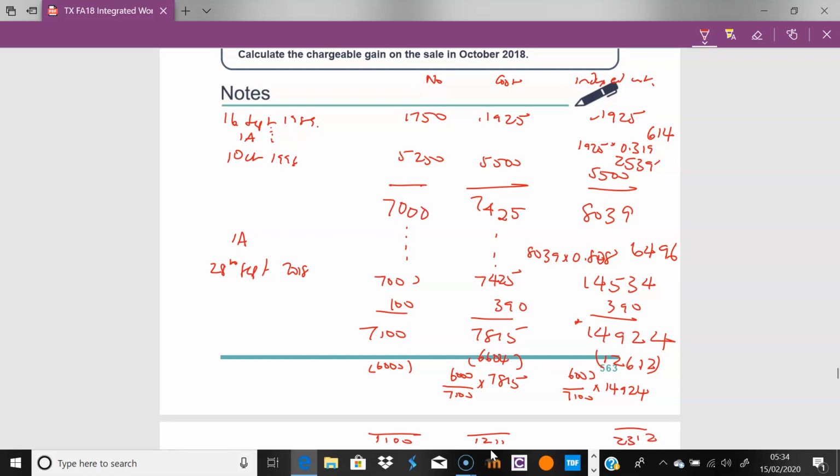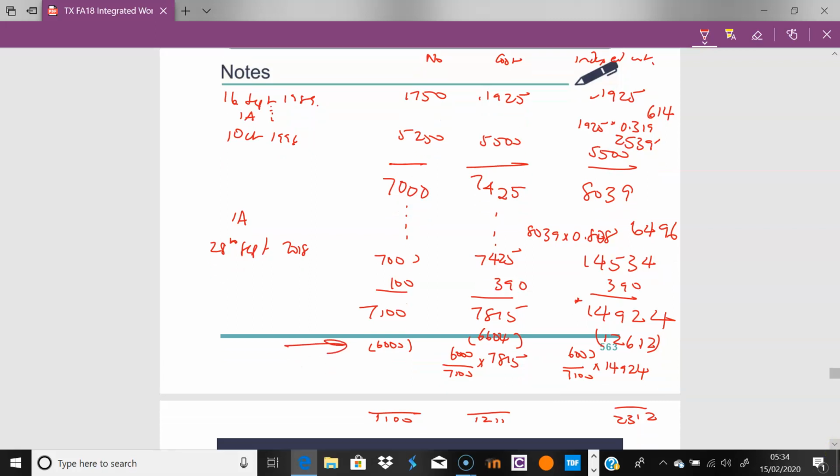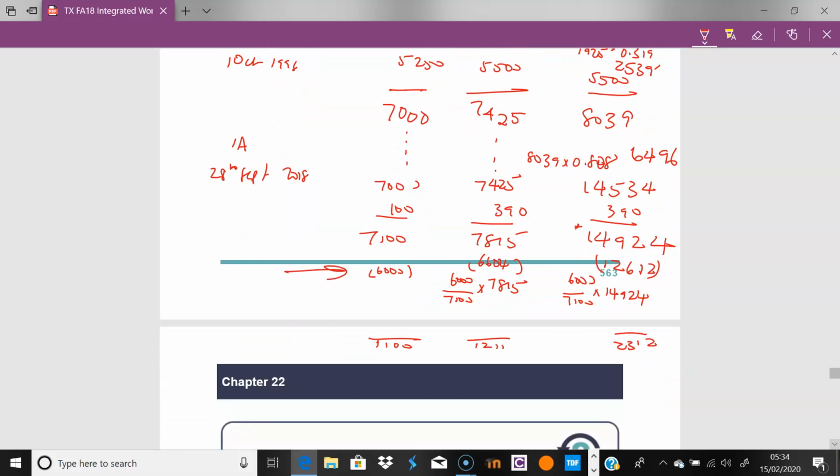So dealing with the sale, because this is what I'm interested in, I sold 6,000 shares. That's what I'm told, right? I'm just going to do that over here. So I sold 6,000 shares, and their indexed cost is 12612. I've taken that into account. That's the indexation all in there. And that's enough really, because you have the working here.